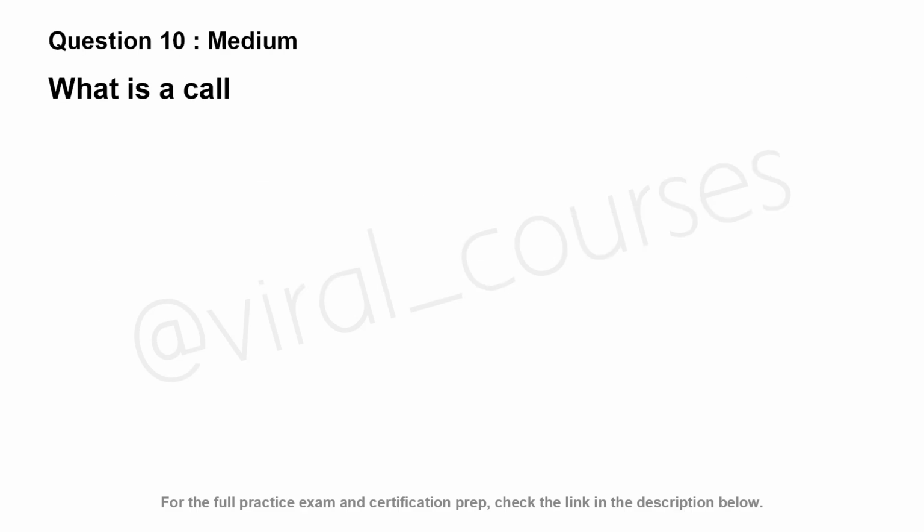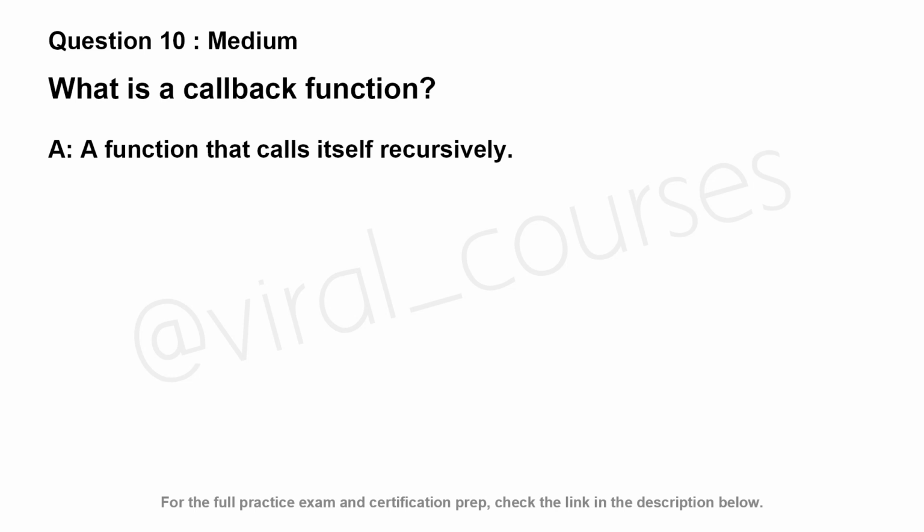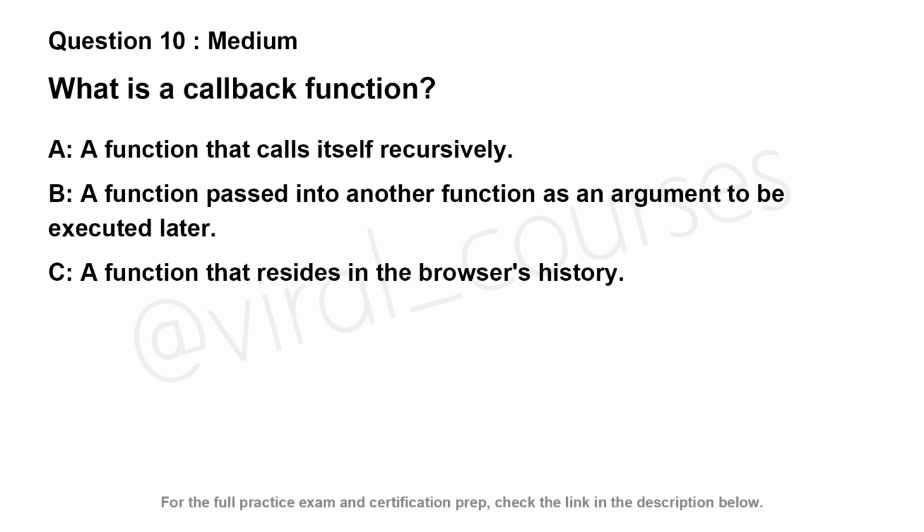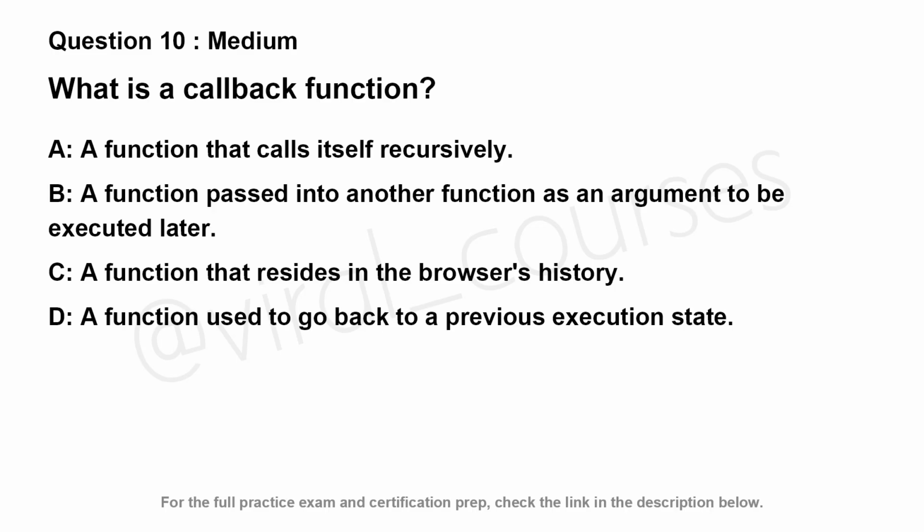What is a callback function? Option A. A function that calls itself recursively. Option B. A function passed into another function as an argument to be executed later. Option C. A function that resides in the browser's history. Option D. A function used to go back to a previous execution state.